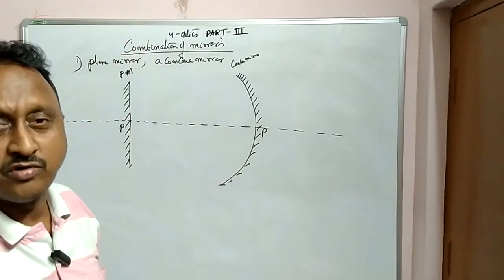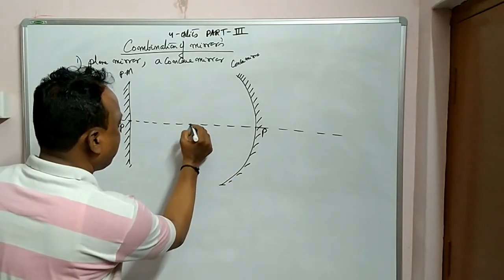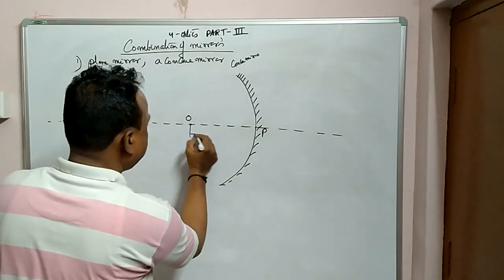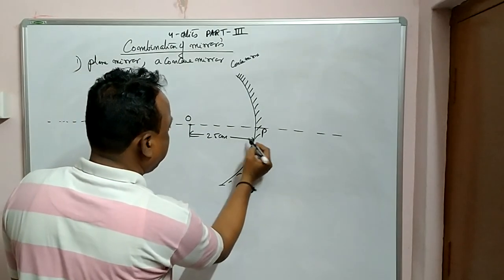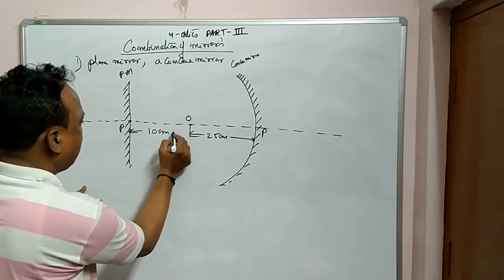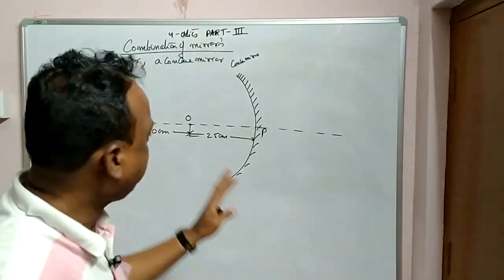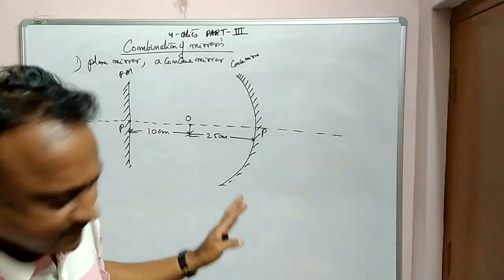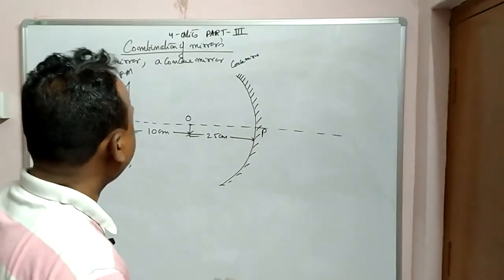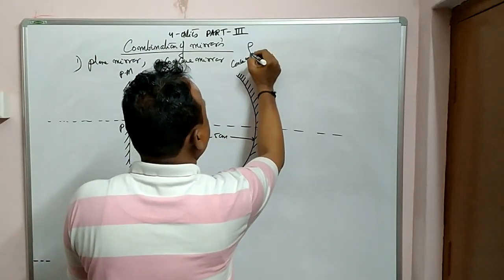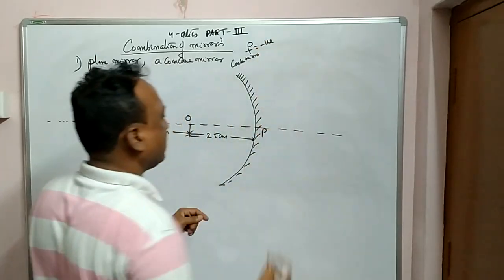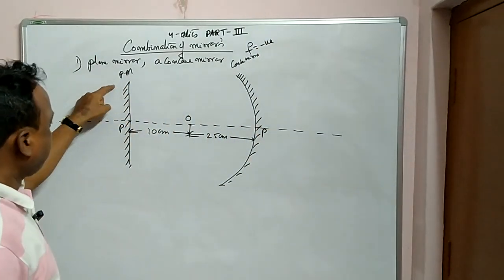Object may be somewhere over here like this. For example, 25 centimeters from the pole of the concave mirror, and around say 10 centimeters from the pole of the plane mirror. Any rough value can be taken. And you will be given the focal length of the mirror. We know the focal length of a concave mirror is negative. Here also the focal length will be given.